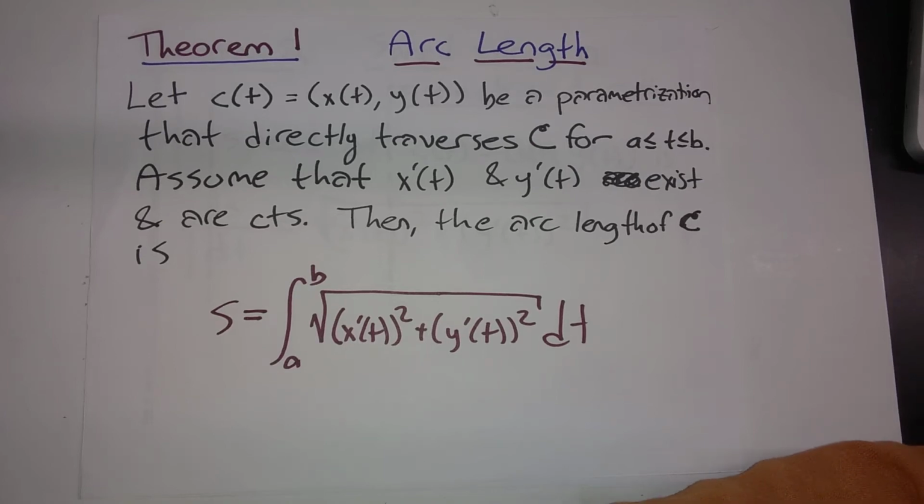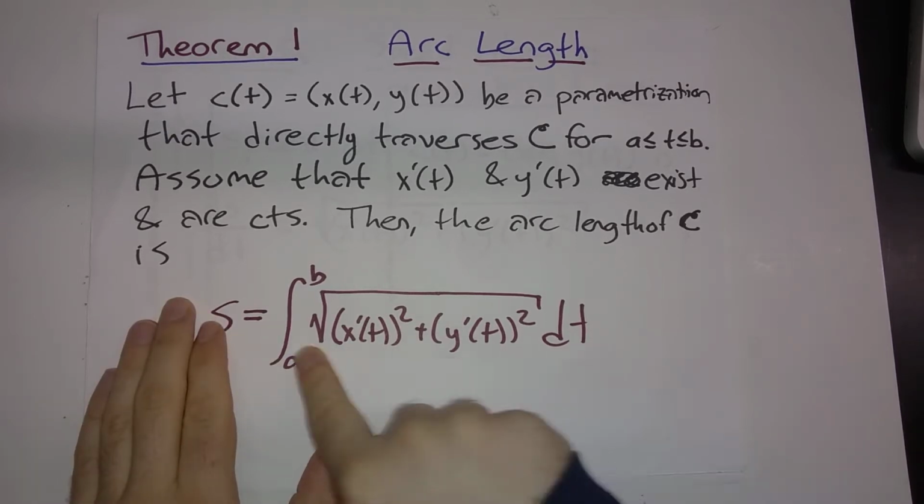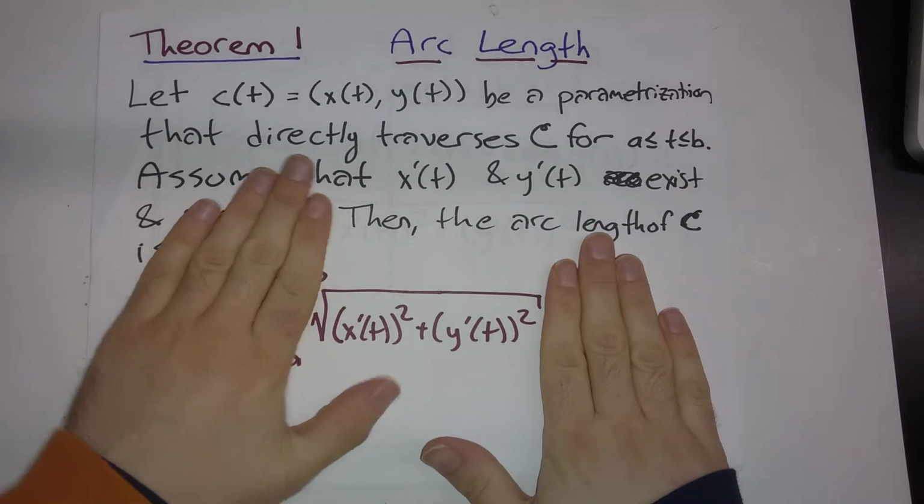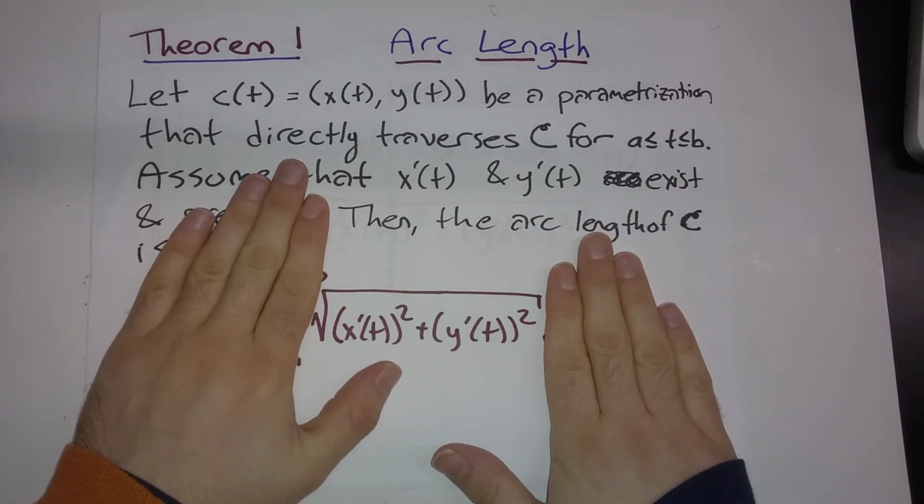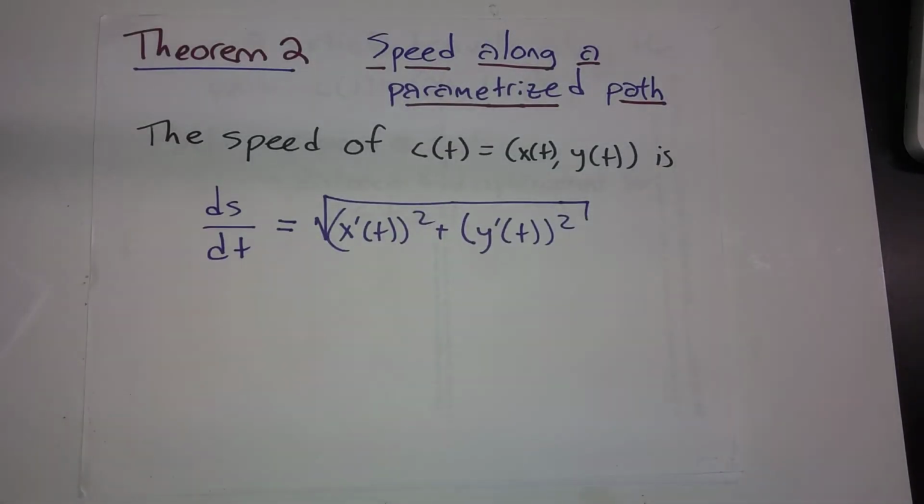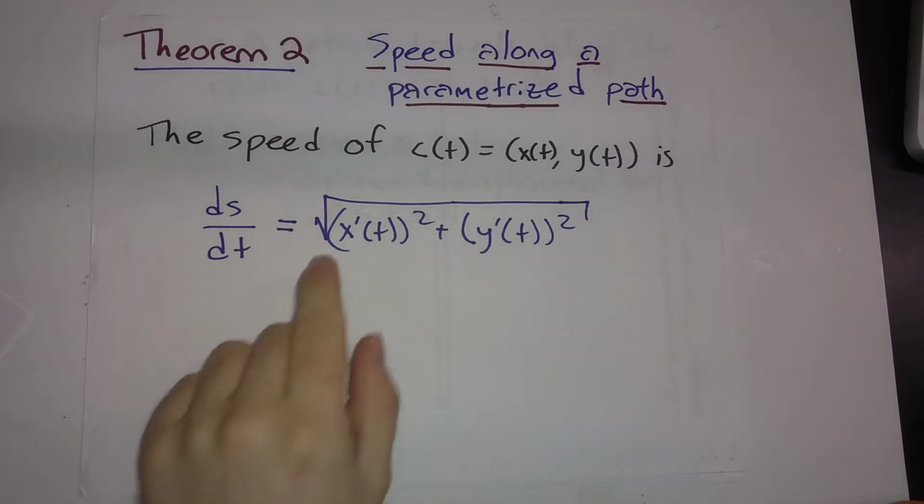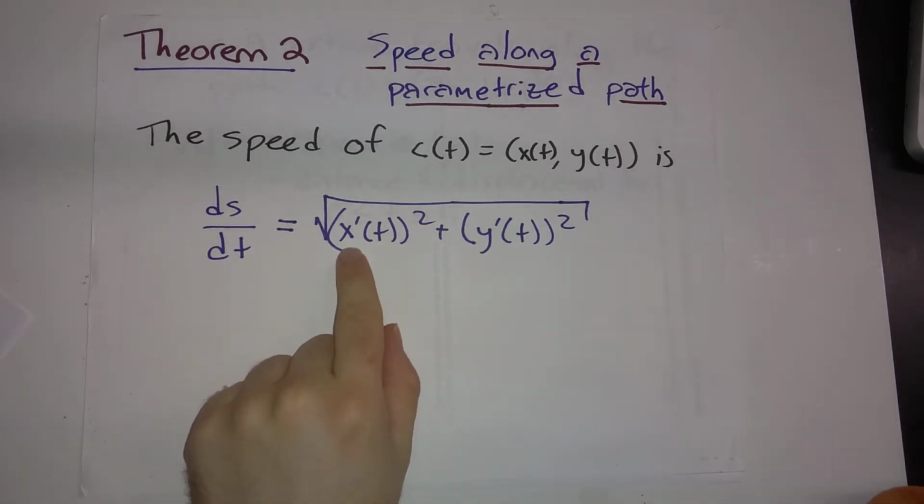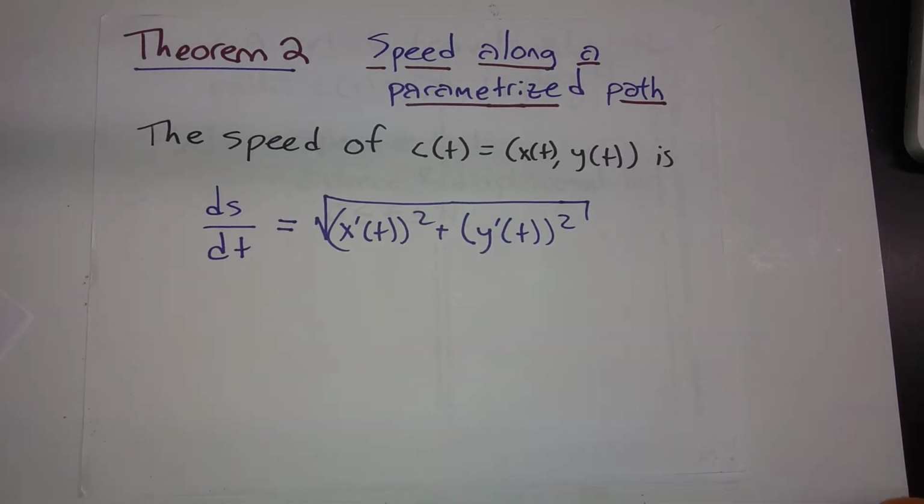Again, here's our main theorem for the section about how to calculate arc length. As it turns out, the integrand right in here, so I just cover up the integral and the dt, the square root of x prime of t squared plus y prime of t squared, this is the speed of the particle. And so our second theorem here, the speed along a parametrized path: the speed of c of t, which is x of t, y of t, is the square root of x prime of t squared plus y prime of t squared.